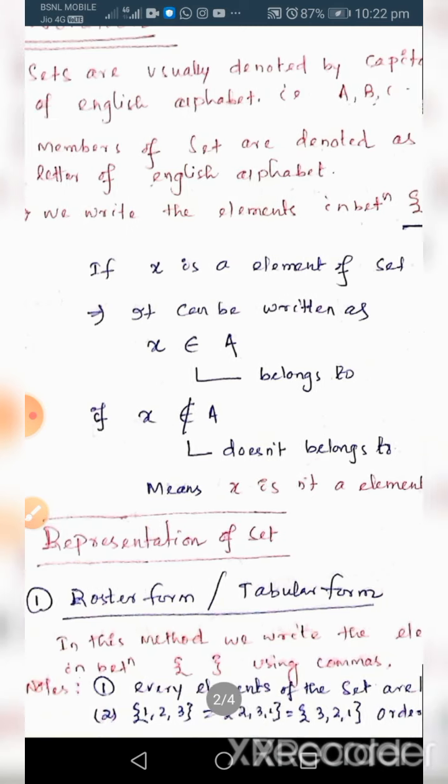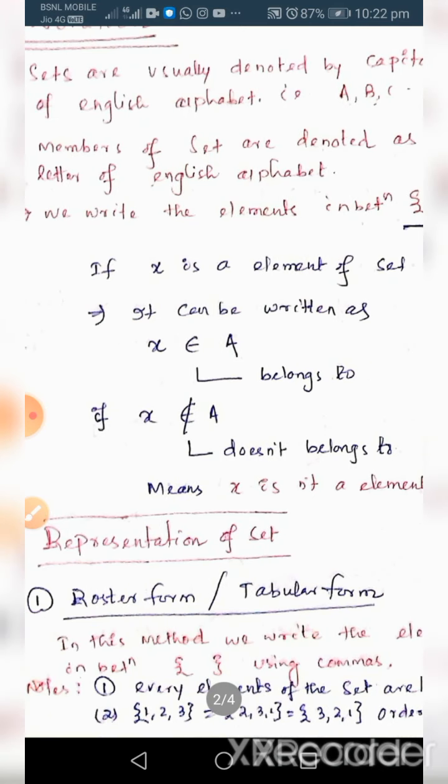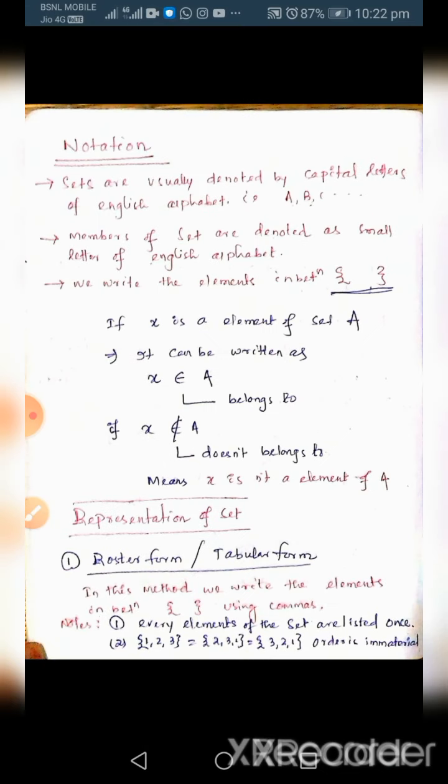Next we go to the representation of a set. How can we write the set, how can we build the set? There are two ways. One is roster form or tabular form. The second is set builder form or set selector form. Odia medium students know what roster is: roster form means talika paddhati, tabular form. Tabulation means you write the elements using commas in between two curly brackets, for example 1, 2, 3.